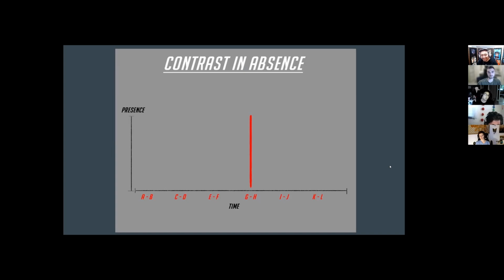Here we go. So this is the most obvious one that I can probably represent. Contrast and absence, right? Pose A to B, it's not there. Pose C to D, it's not there. Pose E to F, it's not there. Pose G to H, it's cranked up to 11. And then the rest of the poses, it's not there again. So as a small exercise, what do you guys think this value right here could represent?